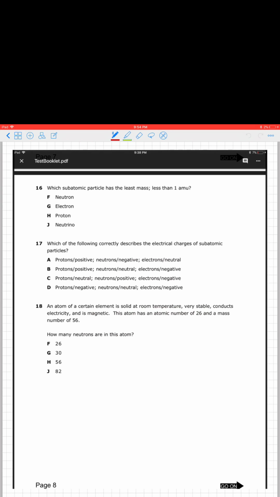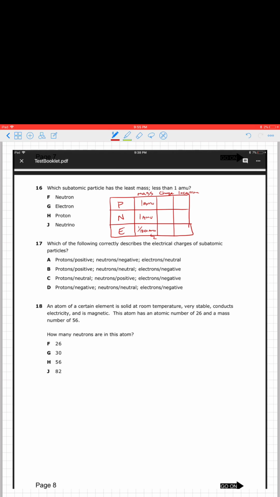Number 16. Okay, this goes back to our table, so we're going to fill this in one more time. So it says that which subatomic particle has the least mass, less than 1 AMU. So again, if we know protons, neutrons, and electrons, we know the mass, charge, and location. The mass of a proton was 1 AMU. The mass of a neutron was 1 AMU. And then the mass of an electron was 1 over 1,840 AMUs.